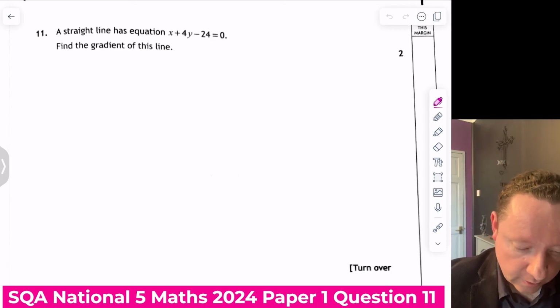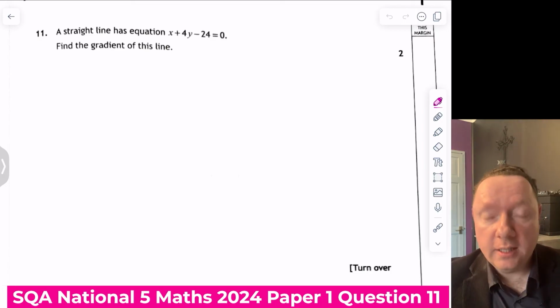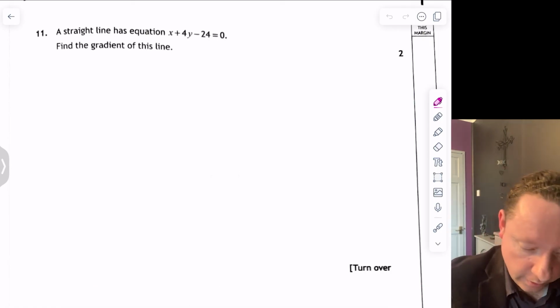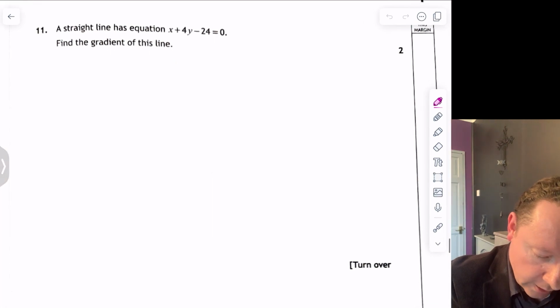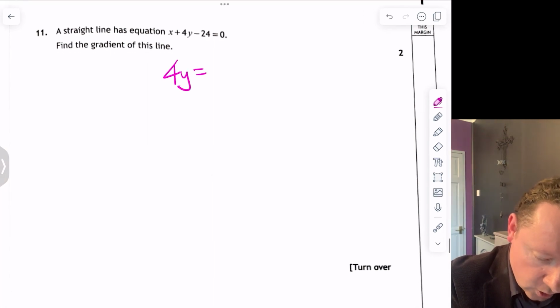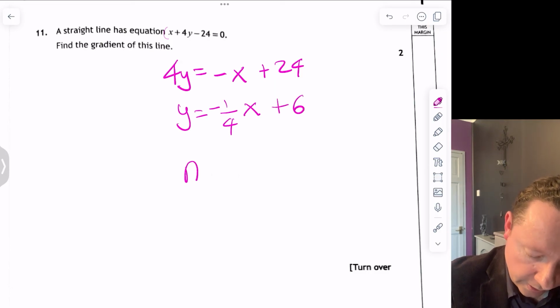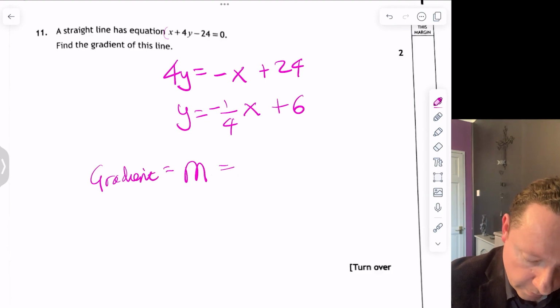A straight line has an equation x plus 4y minus 24 equals 0. Find the gradient. The gradient is the number in front of x, but only when it says y equals, so I need to rearrange. So I'll keep the 4y where it is. I'll just move that x, so that's positive, so I'll make it negative x on the right, and minus 24 is plus 24. And now I can divide everything by 4, so I get minus a quarter x. 4 fives are 20, 6s are 24, and that means the gradient, I'll write gradient, which equals m, is minus 1/4. And we're done there.